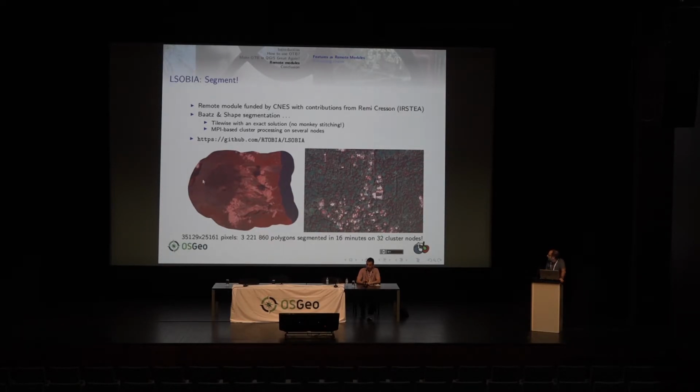Okay, so you can see an example here. This is a full Pléiades image of La Réunion island. It has been segmented in 16 minutes on 32 cluster nodes. So actually, we do need a cluster to do this if you want to process things in reasonable time. We extracted 3 million polygons from this image. You have an extract here. Three million polygons is a lot, but you can open this directly in QGIS. So you start with your remote sensing data and you end up in QGIS.